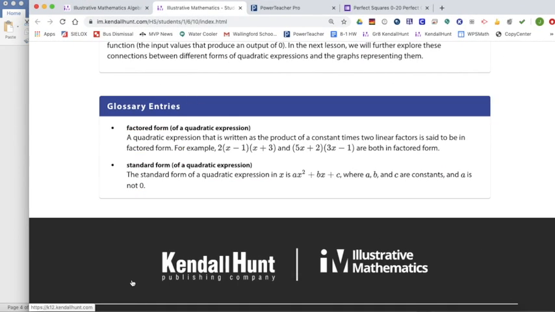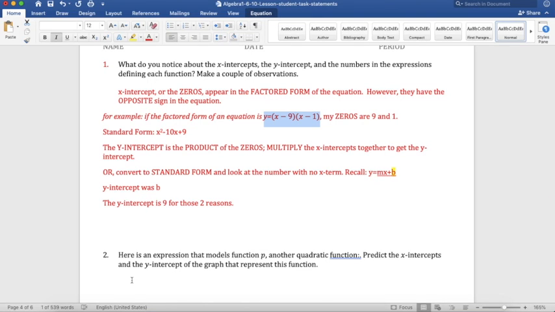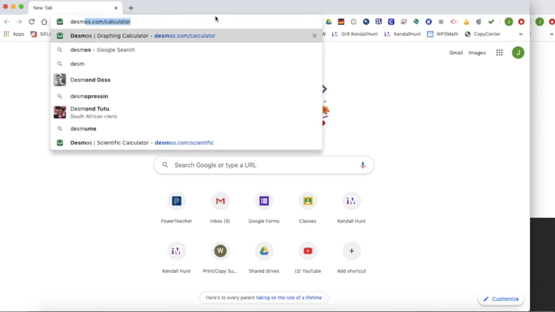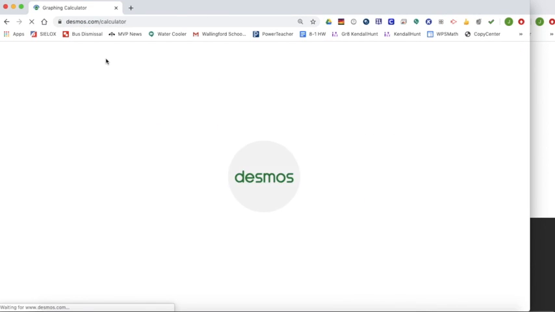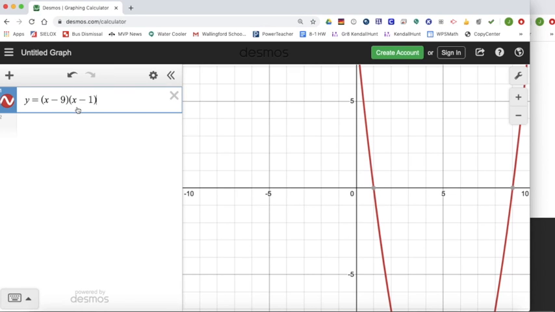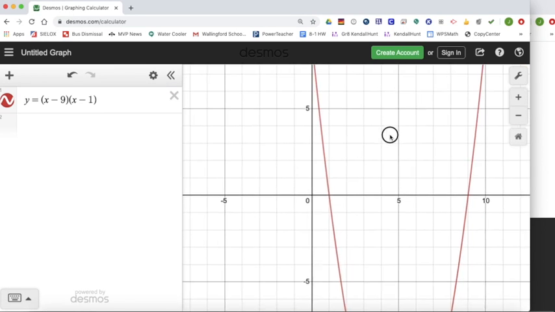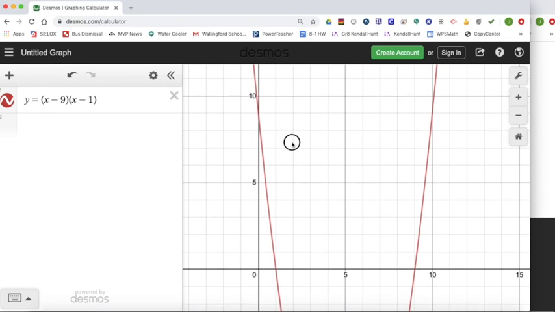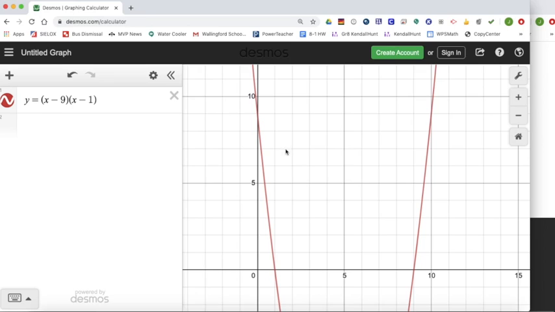All right, let's go back to Desmos. I just copied and pasted my equation. And I see that my zeros are (1, 0) and (9, 0). And of course you can do Desmos for your exit slip. You will obviously have to do very similar things to this. And my y-intercept is (0, 9). Again, so it was 9 times 1. All right?